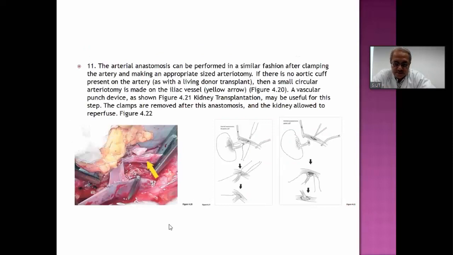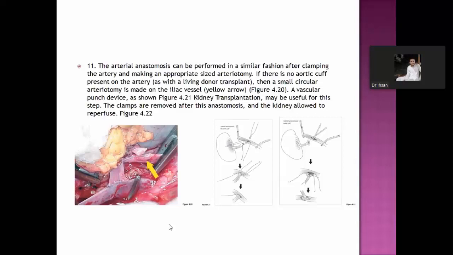The 11th step, the arterial anastomosis can be performed in similar fashion after clamping the artery and making an appropriate size arteriotomy. If there is no aortic cuff present on the artery, as with living donor transplant, then a small circular arteriotomy is made on the iliac vessel. A vascular punch device may be used for this step. The clamps are removed after this anastomosis and the kidney allowed to reperfuse.